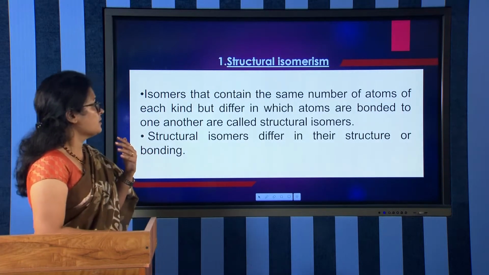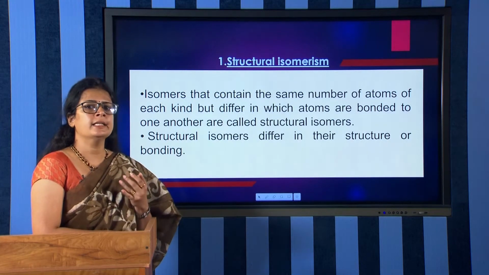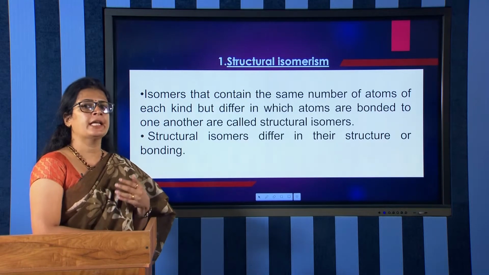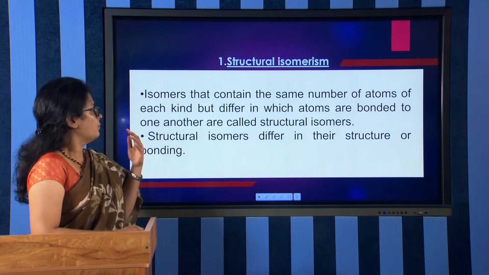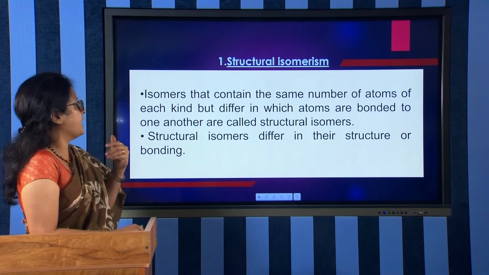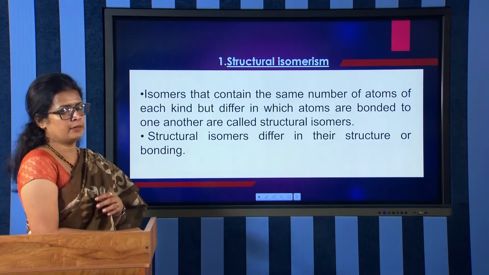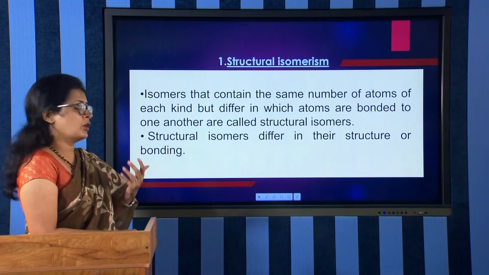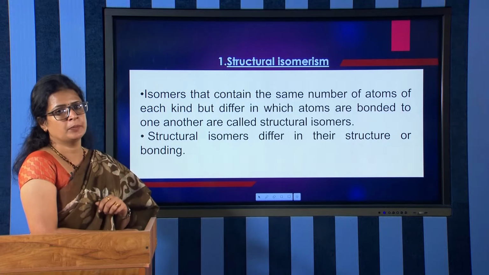And now, what is structural isomerism? Here the isomers contain the same number of atoms of each kind, but they differ in which atoms are bonded to one another. Okay. So, what is structural isomerism? The same number of atoms will be there, but the atoms will be bonded in a different manner, that is, structurally different. The structural isomers differ in their structure and bonding, that is the point that should be noted.